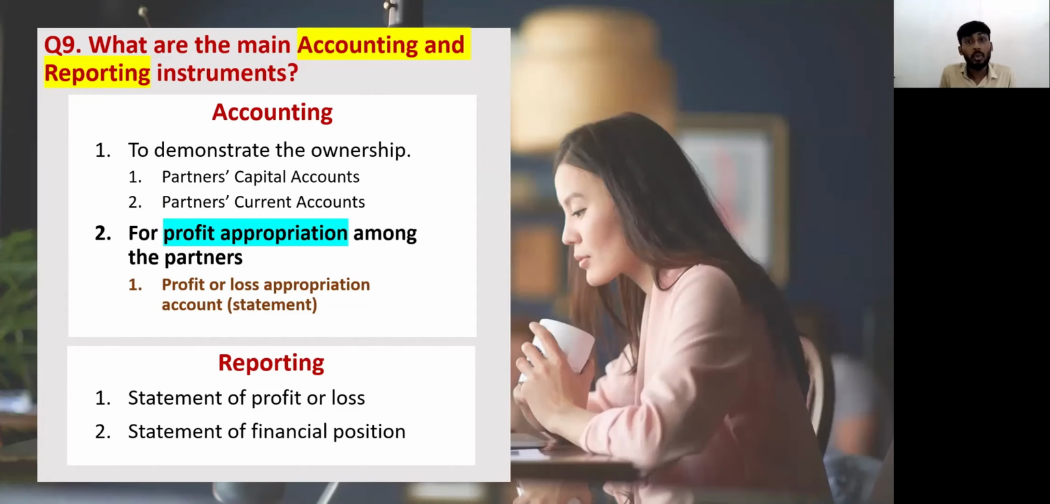Why? To distribute, not the term distribute is very correct, but let's say to share, to give the profit among the partners, we use the profit or loss appropriation account. Though we say an account, we can show it as a statement. This is how it is.